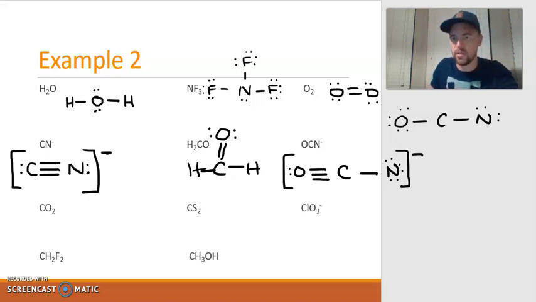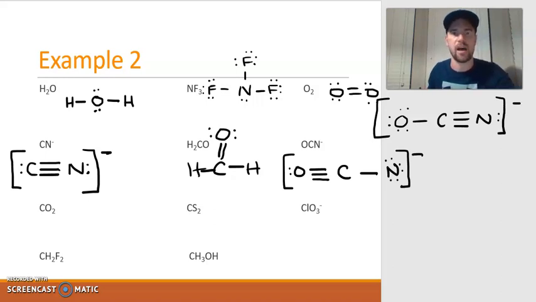I could have pulled these 2 electrons from nitrogen, put them in the center here, and I could have pulled another set of electrons from nitrogen and put them in the center. Essentially do the exact same thing, only do it on the nitrogen side. With brackets around it and the negative on the outside, I have a valid Lewis dot structure. All my octets are satisfied, and I have the correct number of electrons.